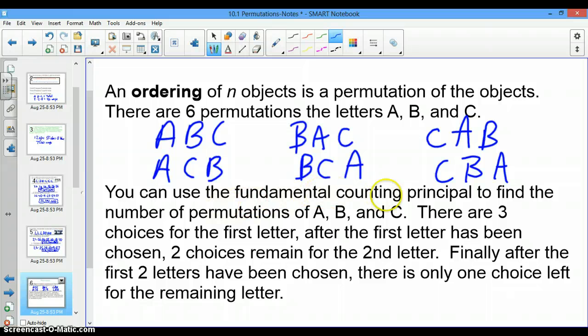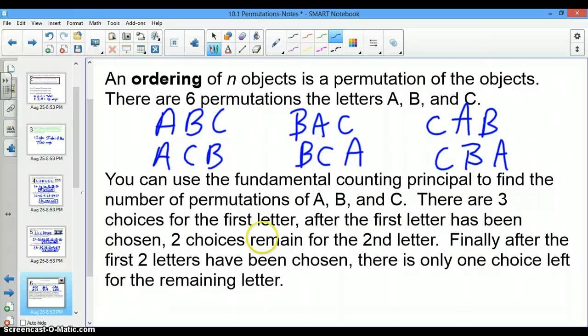You can use the fundamental counting principle to find the number of permutations of A, B, and C. There are 3 choices for the first letter, and after that there are 2 choices for the second, and finally after the first 2 have been chosen, there's only 1 choice left. So we can use that fundamental counting principle, 3 times 2 times 1 to equal 6, because the order does matter.